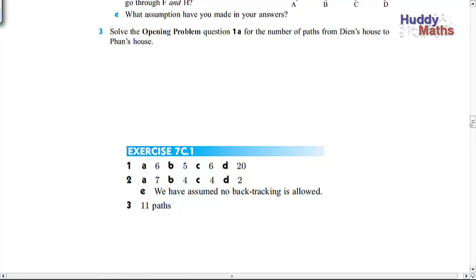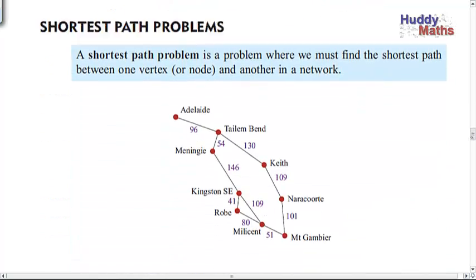Let's go on. We want to do some useful stuff here. Shortest path problems. You might have already asked, why do you want to know the total number of ways of getting somewhere? Wouldn't you be really interested in the shortest path? So a shortest path problem is a problem where we must find the shortest path between one vertex or node and another in a network. Well, why might you want to do that? Well, if you're delivering food or some goods and you want to get through the towns in the shortest way, or the suburbs, whatever it might be, then you do need some shortest path system.